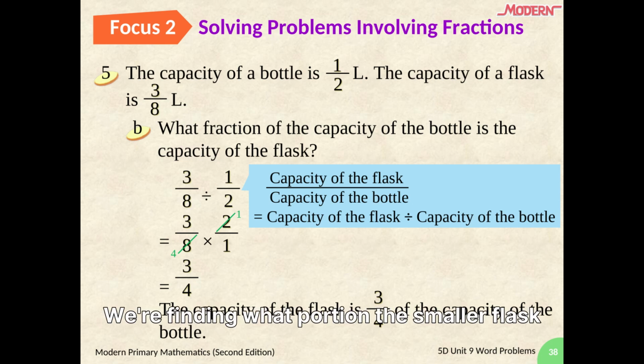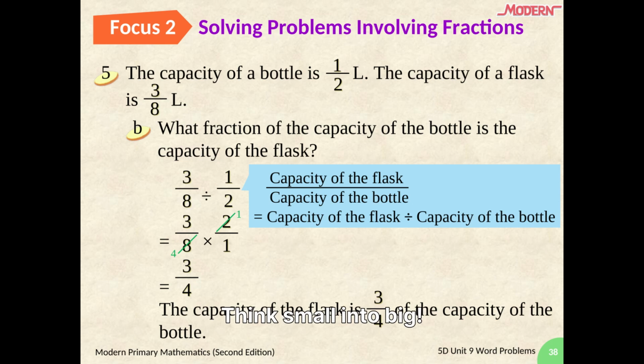We're finding what portion the smaller flask occupies within the larger bottle's capacity. Think small into big. 3/8 times 2 over 1. Simplify the 8 and the 2. 8 becomes 4 and 2 becomes 1. 3 over 4 is our final fraction. 3/4. That's almost a whole bottle.